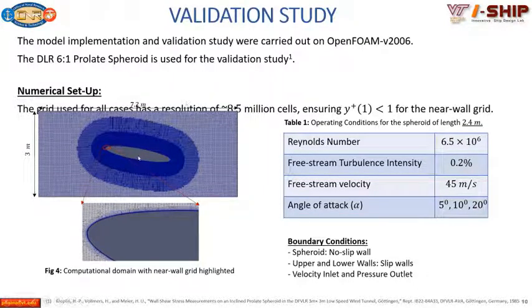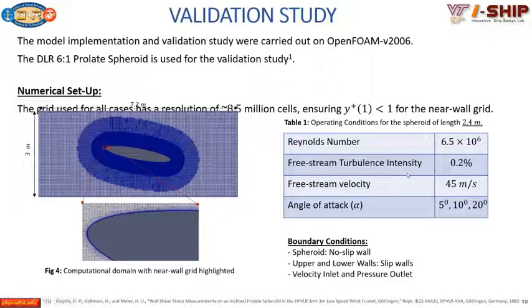The grid used for this study has a mesh resolution of about 8.5 million cells, and it was ensured that the Y+ of the grid remains less than 1 close to the wall, so that the transition criteria can be carefully captured. The mesh domain has been shown here along with the magnified prism layer resolution, and the meshing was done using snappyHexMesh.